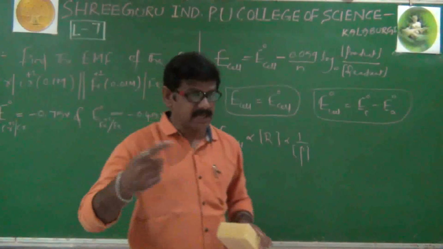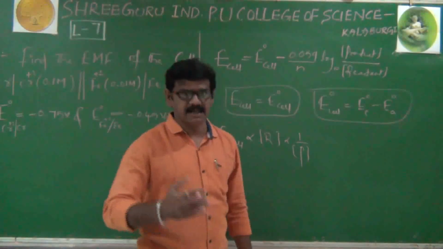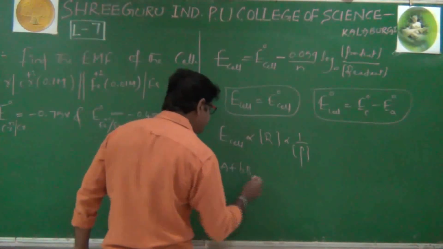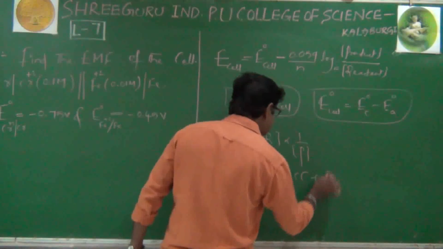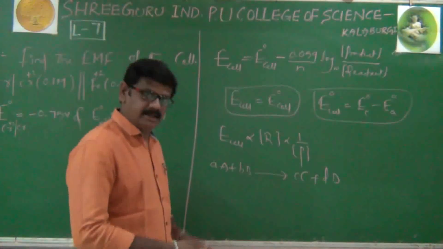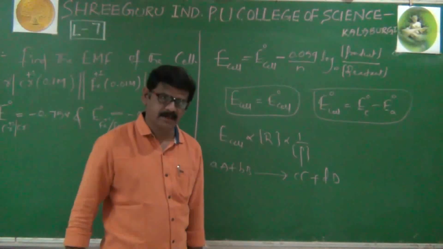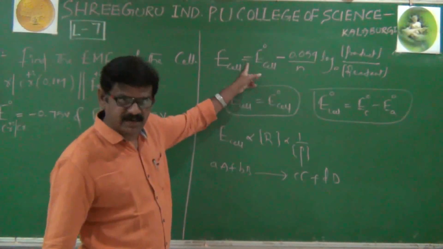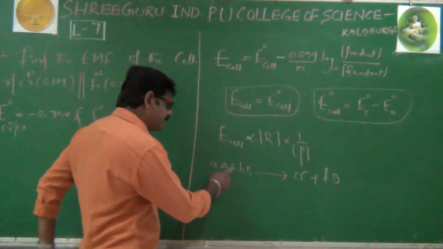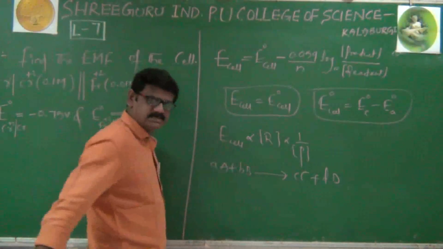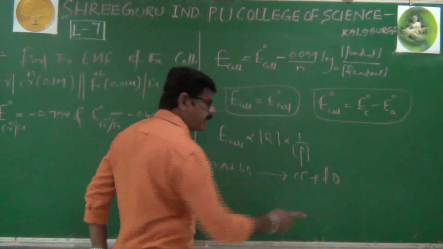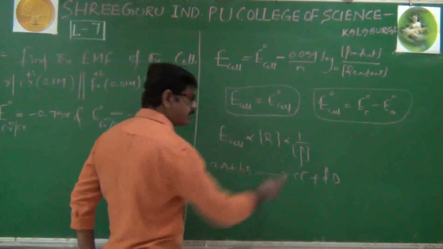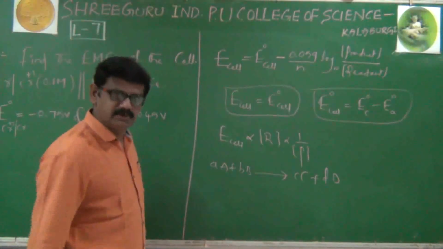Next, I'll give you one general cell reaction like this: aA plus bB gives cC plus dD. One general net cell reaction has been given, and for this net cell reaction we have to write the cell potential formula. Here capital A and capital B are reactants, capital C and capital D are products. Small a, small b, small c, small d are stoichiometric coefficients.